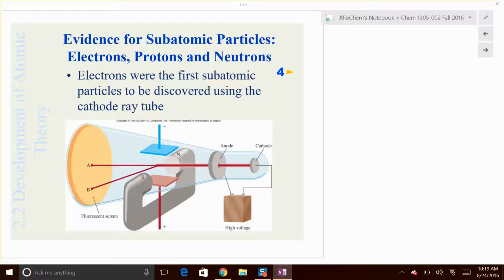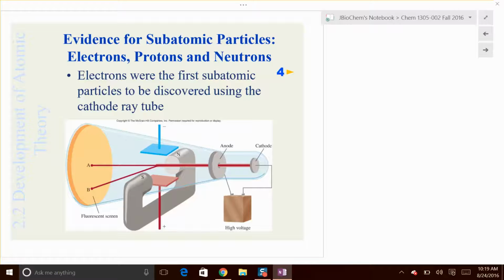When he turns on the positive plate, so with it off, they would just shoot right through. If he turns on the positive plate, it gets deflected this way. If he turns on the negative plate, it gets deflected this way. So, what do you think that particle is that he's discovering? Is it a proton? Is it a neutron? Or is it an electron?